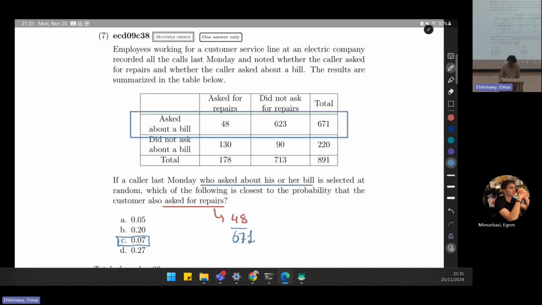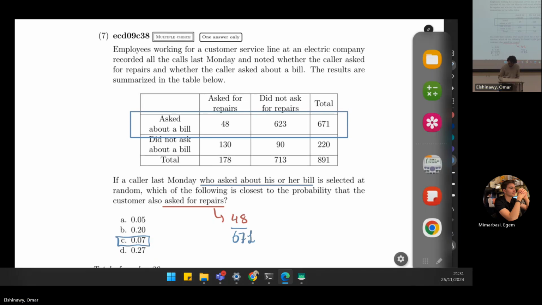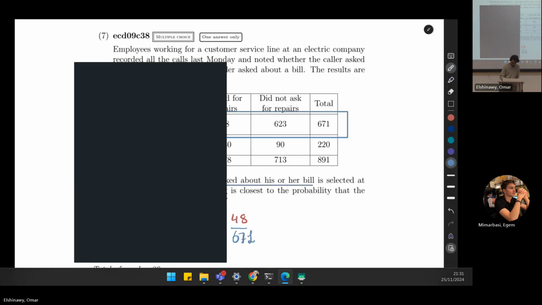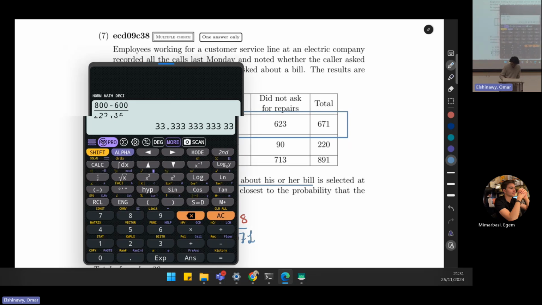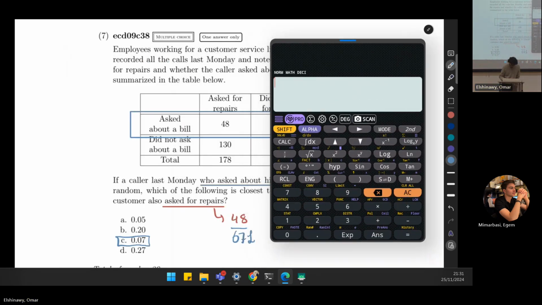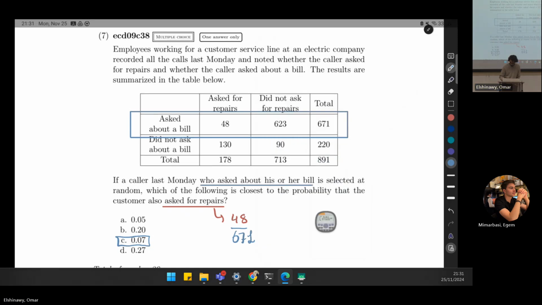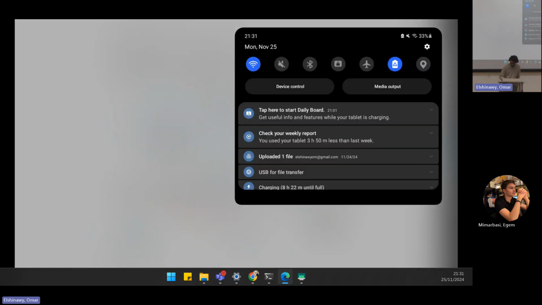Maybe I'll pull up my calculator and compute it. You can try to get an estimate. Yeah, this is pretty close to 0.07. This is good for the purposes we want to achieve.